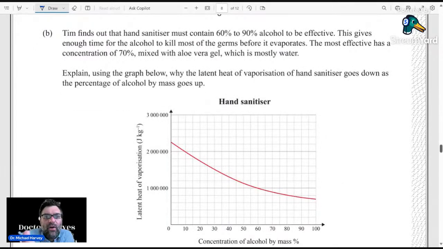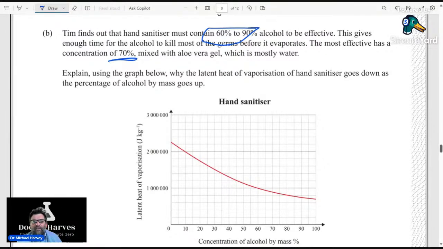Right, so Timo finds that the hand sanitizer contains 60 to 90% alcohol to be effective, as I just said in the previous question, about 80%. This gives enough time for the alcohol to kill off the bacteria, and also from a bit of biology, about 75% gets into the cell through the cell wall to actually get into the nucleus. If it's too high, it can't do that. The most effective has a concentration of 70, just as I said, mixed with aloe vera gel. Yeah, which is kind of your matrix.